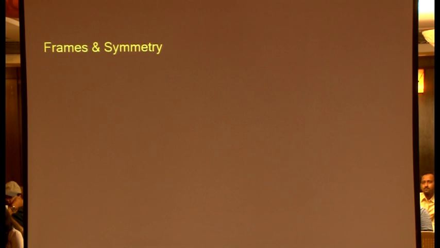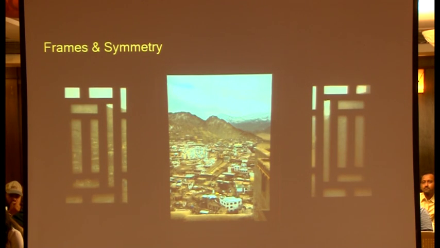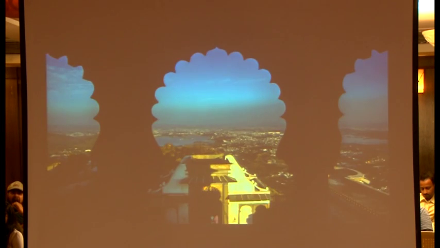Frames and symmetries. Frames, let me give you an example. So in nature, we find a lot of natural frames. So you have a subject in the background, you have a frame in the foreground. You can use those frames to create images like this. Or like these. Use them as natural frames. They look really nice.